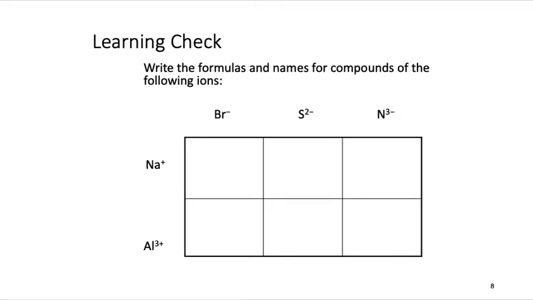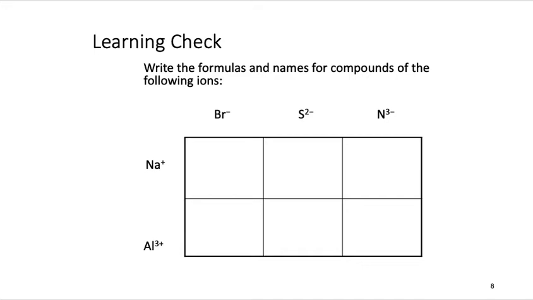Write the formulas and names for the compounds of the following ions. You have sodium and bromide, so you'd call it sodium bromide. And what would its formula be? Please write these in your notes. It's 1 positive, 1 negative, so you simply have to combine them, NaBr.